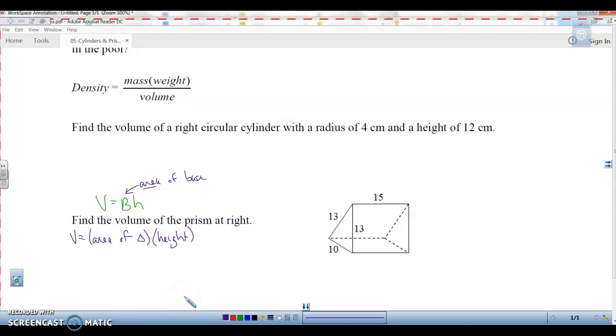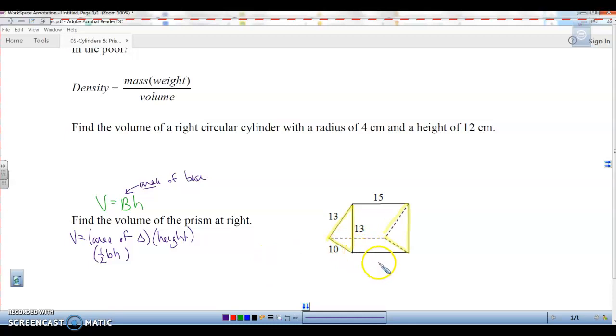Okay, so let's look at the area of the triangle. The two bases are triangles, and actually they're isosceles triangles, which are right here. These two bases right here. So we need to know the area of a triangle. So what's the area of a triangle? Well, it's 1/2 base times height. All right, so we know the area of a triangle is 1/2 base times height, and then the height here is the height of the cylinder, or the prism, excuse me.